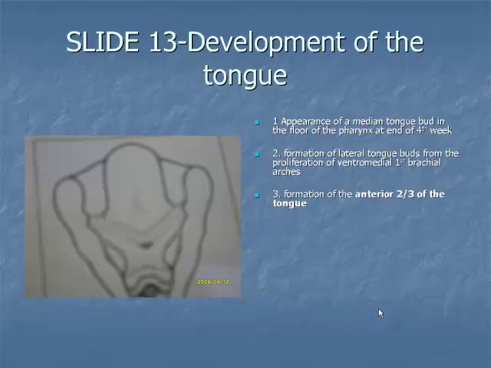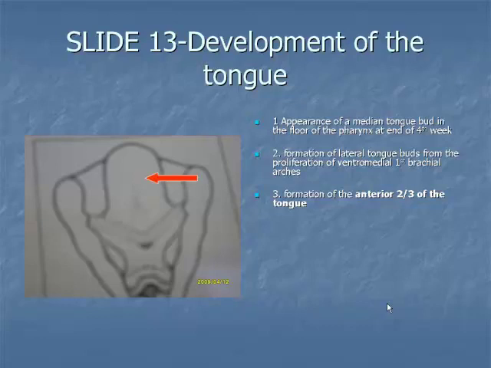Item 3. The distal tongue buds rapidly grow and fuse to form the anterior two-thirds of the tongue, while the median tongue bud atrophies and forms no recognizable part of the adult tongue.